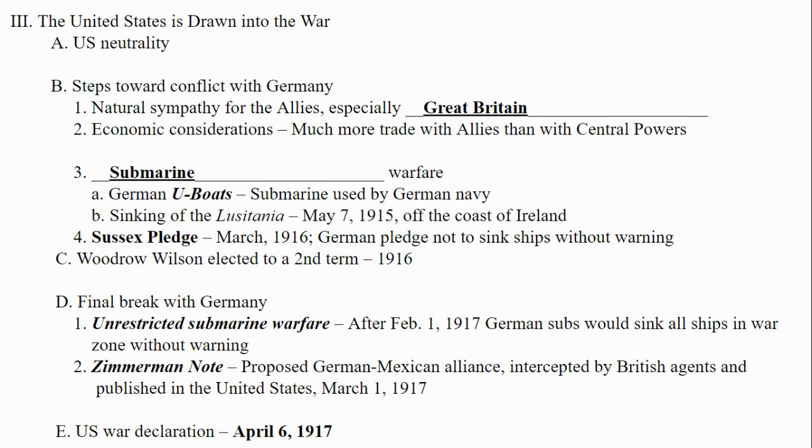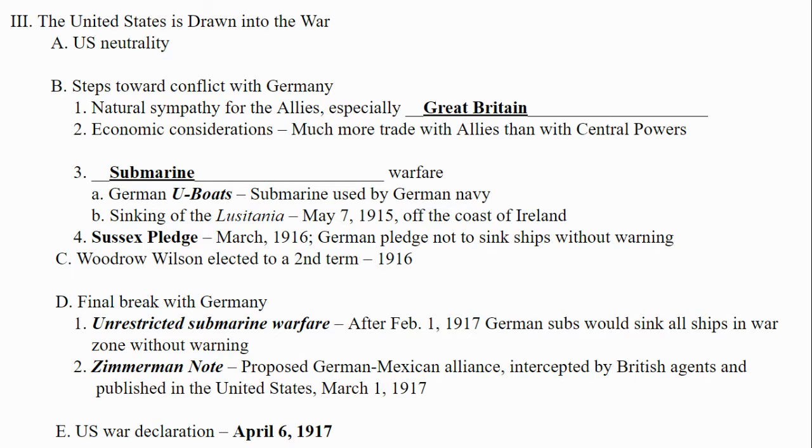Also, in early 1917, March 1st, a letter was published in American newspapers. It was intercepted by British agents. It's called the Zimmermann Note. And the Zimmermann Note proposed a German-Mexican alliance.